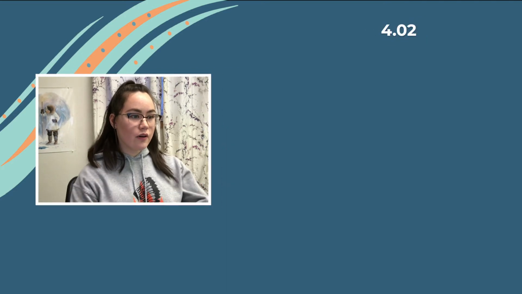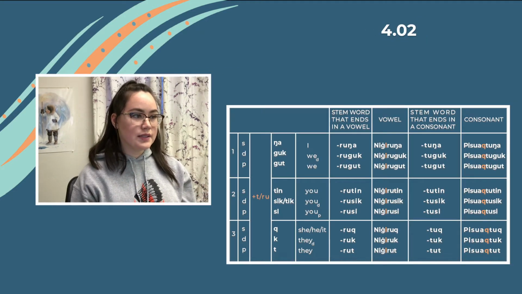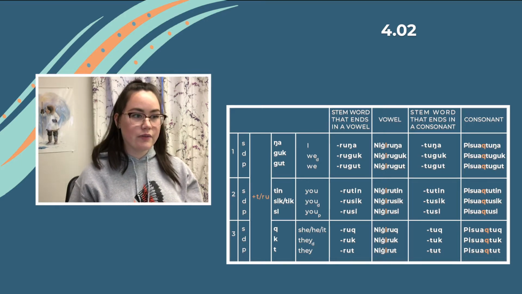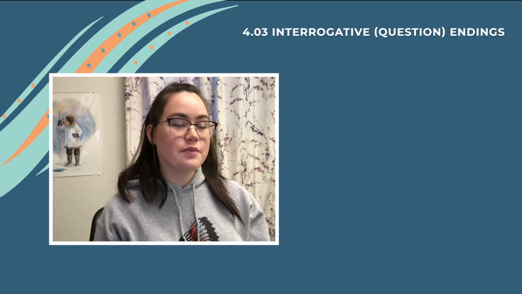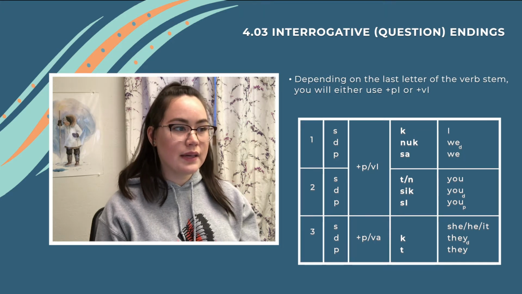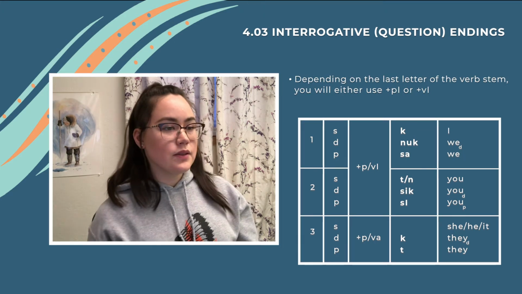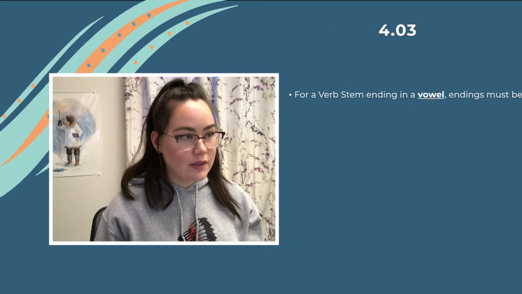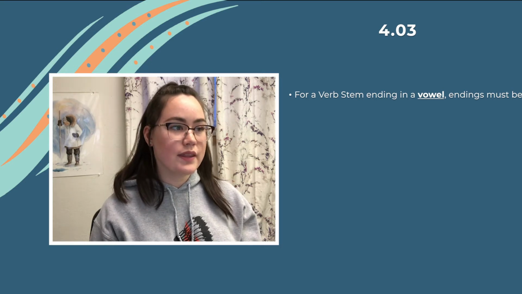So here is the overall picture where you can see the different endings, their definitions, and you can see the stem word that ends in a vowel, an example word, and you can see the stem words that end in a consonant and the sample ending with a consonant. Basically what we just went over. Interrogative, which means question endings. So depending on the last letter of the verb stem, you will use either PI or VI. So these are question endings. For a verb stem ending in a vowel, the endings must begin with R.